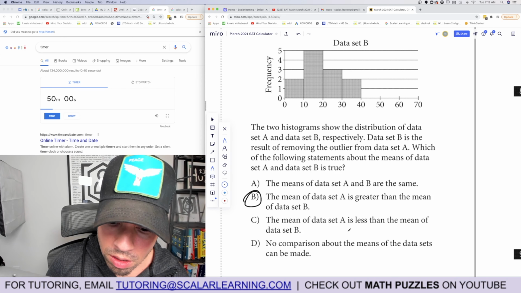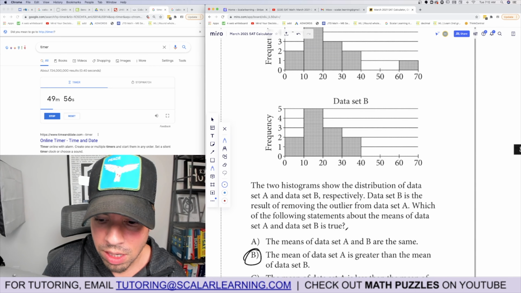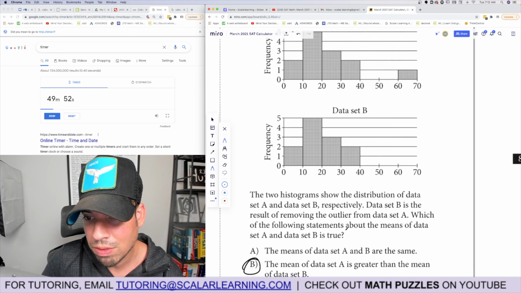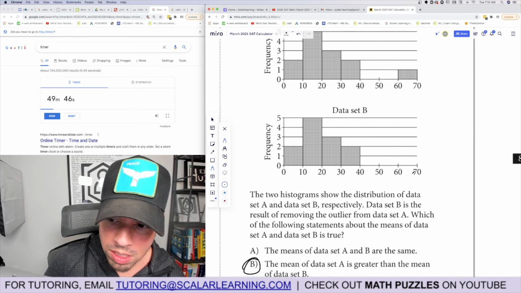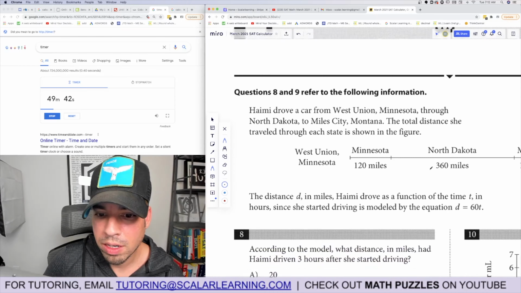Mean. Oh, wait a minute. Yeah, because they said they're identical. The dataset is the exact same. Even though we don't know the specific values, they're identical, is what they're saying, because they just chopped that out. So the mean of dataset A has to be bigger than B. All right, 7 or 8.